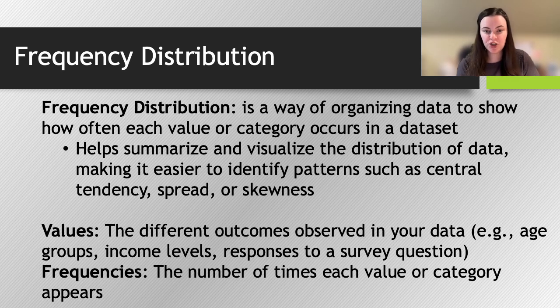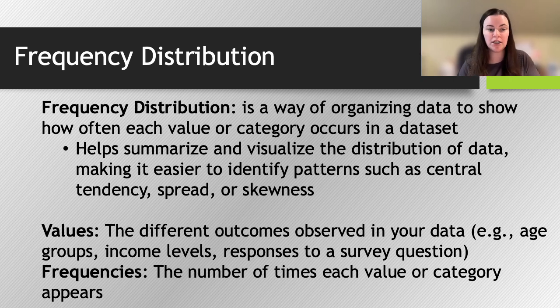The first organizational technique that we will be discussing is a frequency distribution. A frequency distribution is a way for us to organize data to show how often each value or category occurs in a data set. It also helps us summarize and visualize the distribution of data, and it makes it easier for us to identify patterns such as central tendency, spread, or skewness, which we will also talk about later on in this semester and in future chapters.